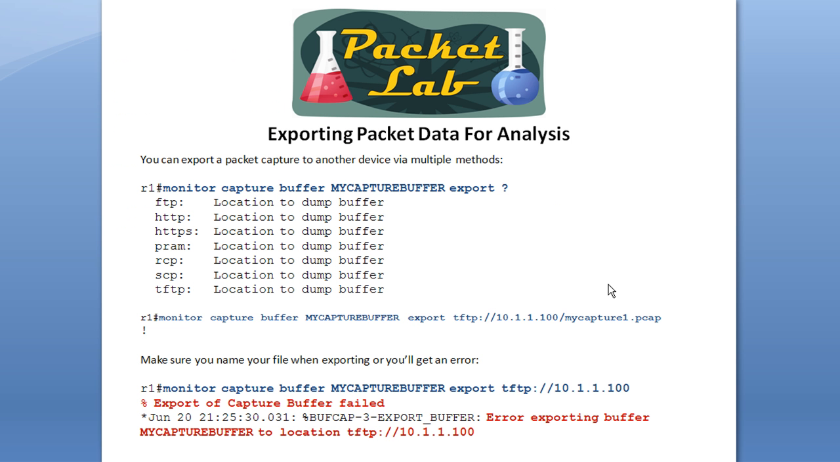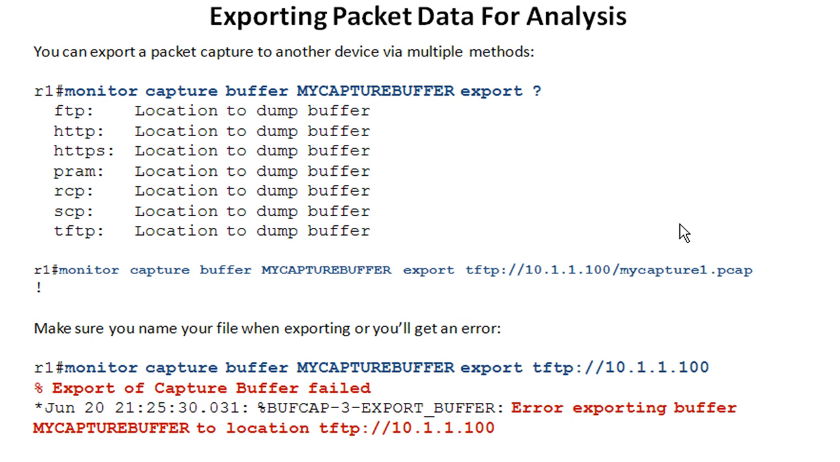So you have two options at this point. You can take a look at the packets on the router with the dump command. We'll take a look at that in just a bit. Like I said, most of the time you're going to want to move this packet capture to another device that has more robust packet analyzing software installed. Wireshark is my favorite for doing this. And you have a number of options to do this. You can use FTP, HTTP, secure HTTP. TFTP is what we're going to use in this example.